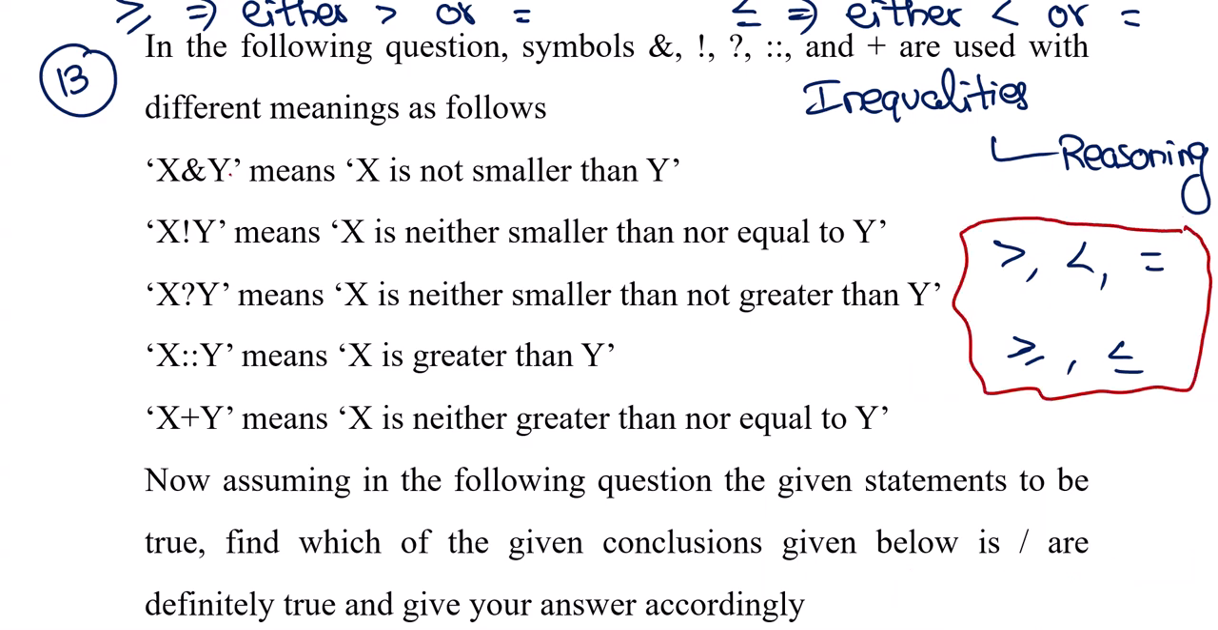Okay. Now, this one, I came to know, means not smaller than. Not smaller means it can be greater, either greater than or equal. So I can say it's either greater than or equal. Next one, exclamatory, is neither smaller nor equal. Smaller no, equal no, then it should mean greater than. Question mark is neither smaller nor greater, so equal.